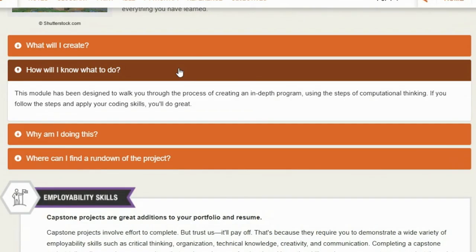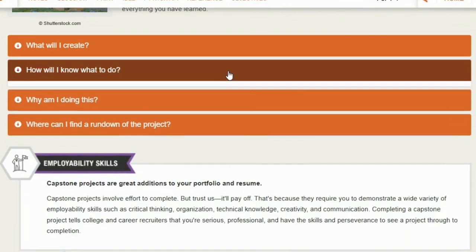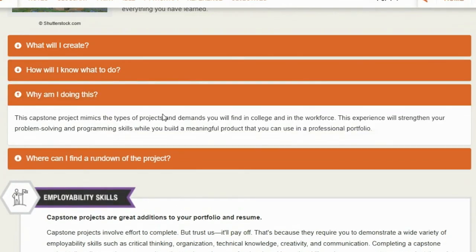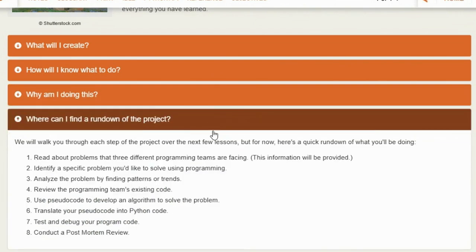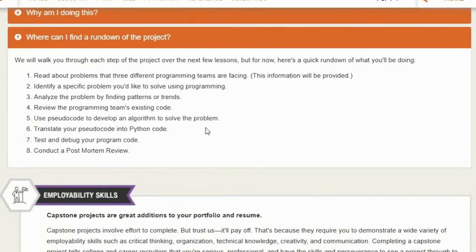How will I know what to do? This module's been designed so we're going to walk through the process of creating this in-depth program using the steps of computational thinking. If you follow the steps and apply your coding skills, this will be great. Why are we doing this? This capstone project mimics the type of projects and demands you would find in college and in the workforce. So this will strengthen your problem solving and programming skills, where you build a meaningful product that you can use in a professional portfolio.